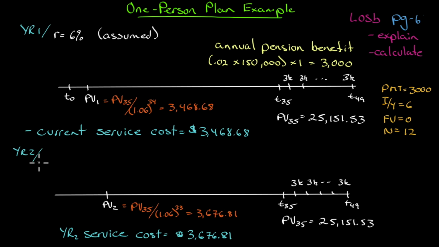Let's jump to the end of year 2. This is where we start to introduce other components of the pension cost. In the first year, all we have is service cost. After that, we start to have different expenses. So let's have a look.